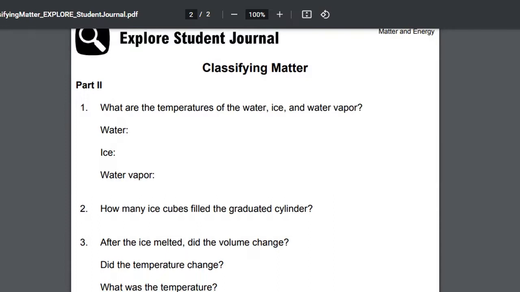As we continue on with classifying matter, you guys are going to explore today the difference between water, ice, and water vapor. Water vapor is a tricky one to explore, so you'll need your teacher's help because it is going to get hot on that station. We are going to use some hot steam to help us measure the water vapor.